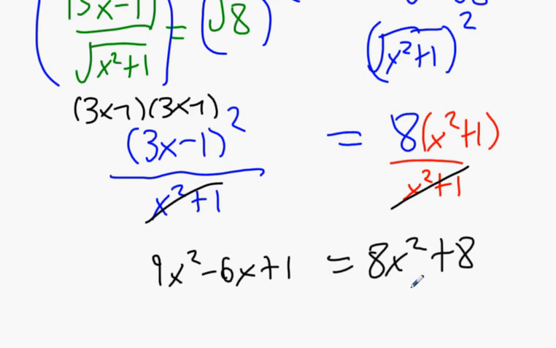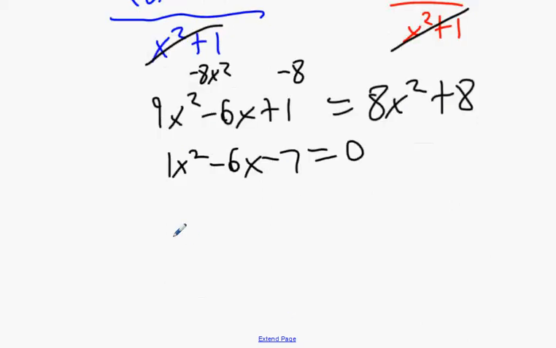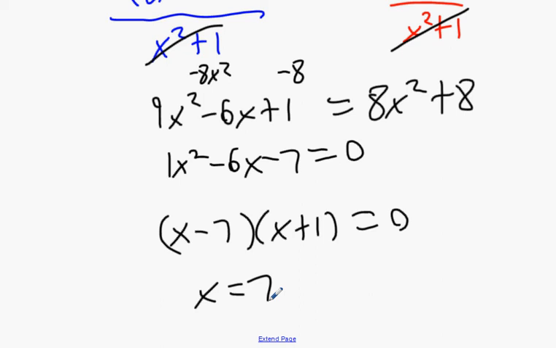Okay? Move it all to one side. It's going to be minus 8x squared, isn't it? Which is 1x squared. The 8 comes over and becomes a minus 8, which gives me minus 7. So you're going to get x minus 7, x plus 1 equals 0. x equals 7, x equals minus 1. Okay, guys.